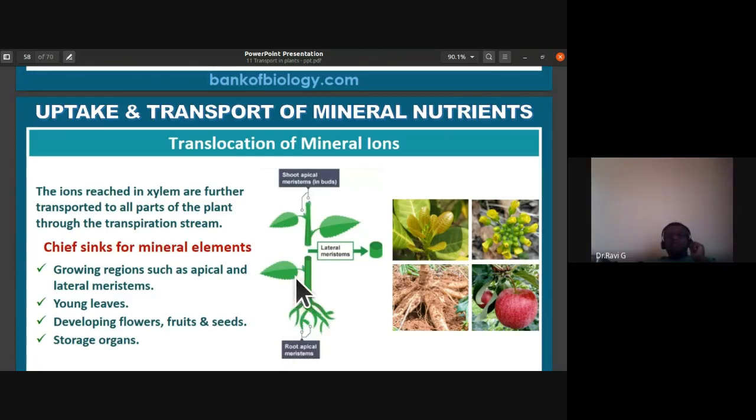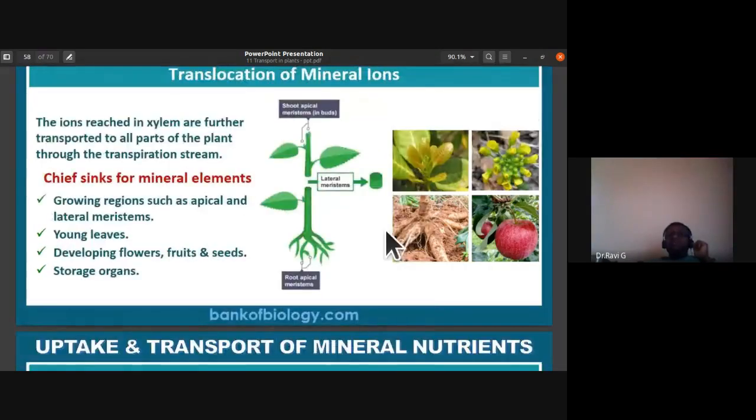So the ions reach the xylem, and once they have reached the xylem, they are further transported to all parts of the plant along with water through the transpirational stream. So the chief sinks for mineral elements, where they are required: the young leaves, growing regions such as the apical meristem and lateral meristem. Young leaves require these mineral elements, so they are the sink region.